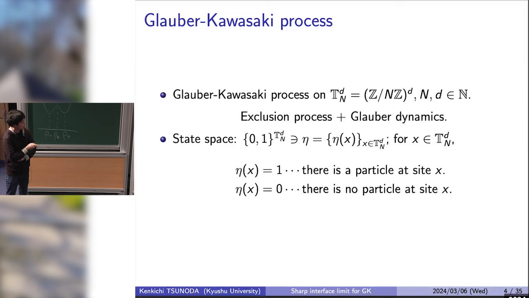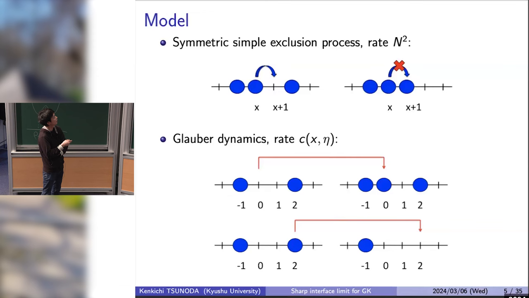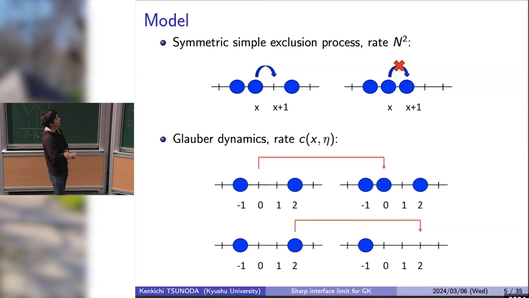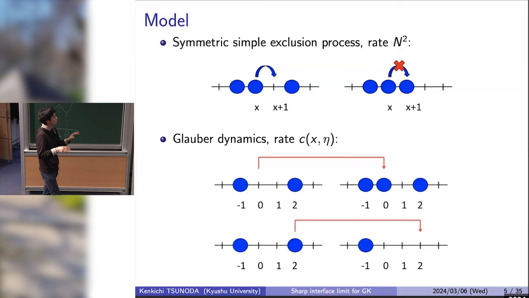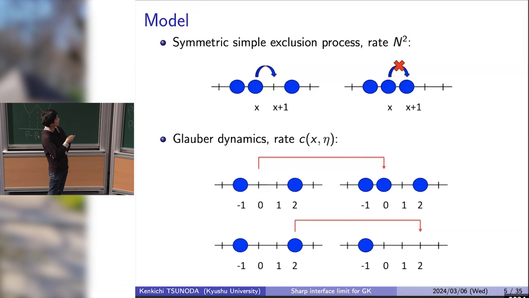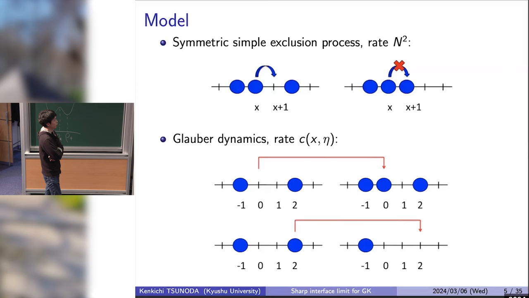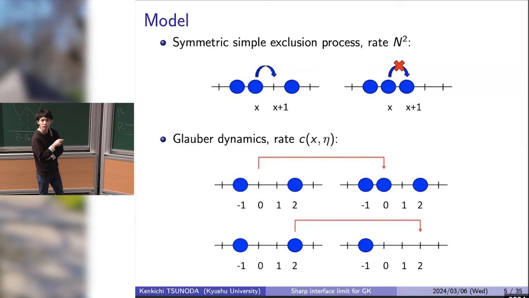So first, we consider the symmetric exclusion process for simplicity on a one-dimensional segment. So there are several particles like this. Each particle can jump to the right or the left with equal probability. But if there is another particle next to it, this particle cannot jump to the right. So this is a well-known exclusion constraint. And each particle moves according to a continuous time symmetric simple random walk. This is the Kawasaki part.